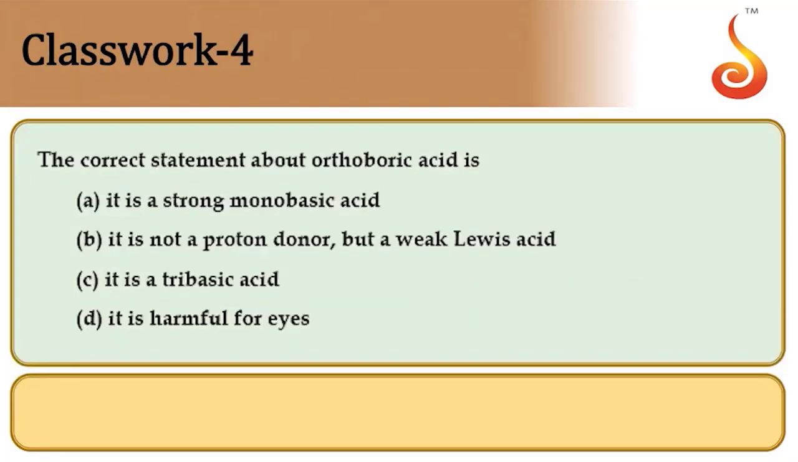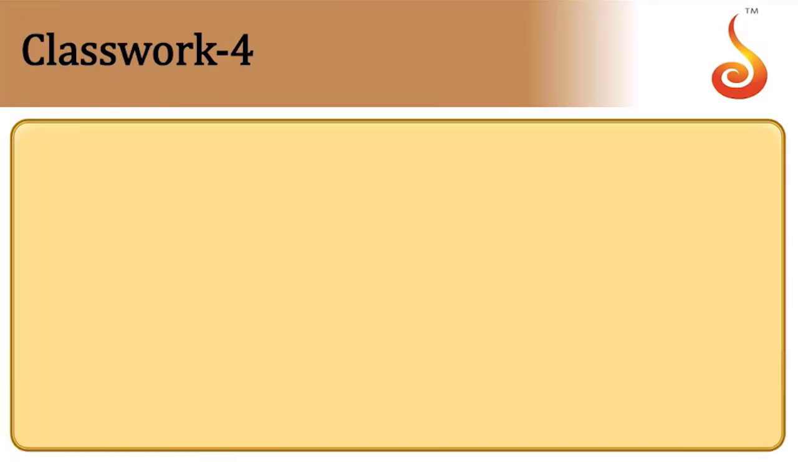The correct statement about orthoboric acid. Orthoboric acid is a strong monobasic acid. It is not correct. It is a weak monobasic acid, a weaker acid, not a stronger acid. It is not a proton donor, but a weak Lewis acid. This is the correct option. And it is not tribasic, it is only monobasic in nature. Let us see the reaction there.